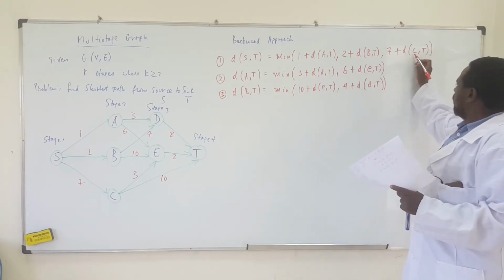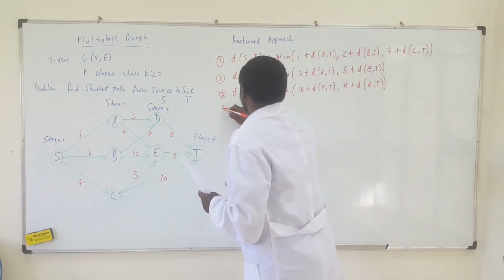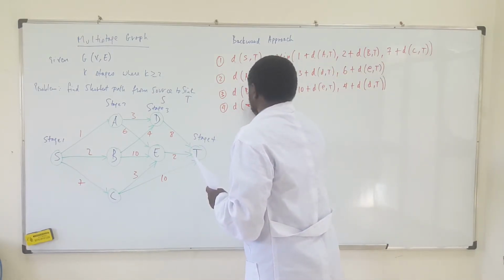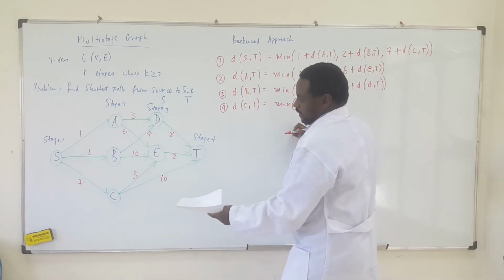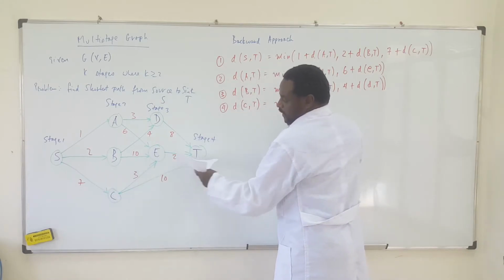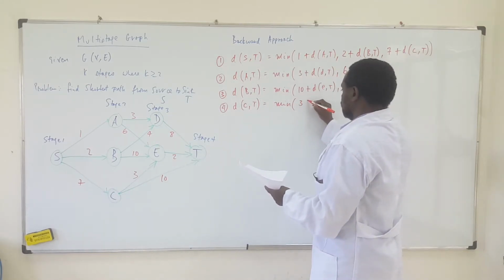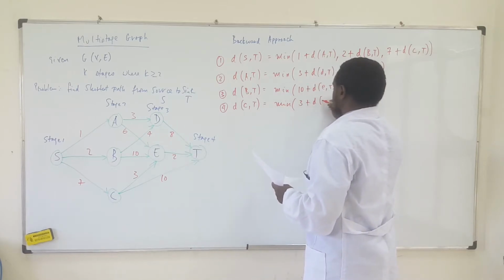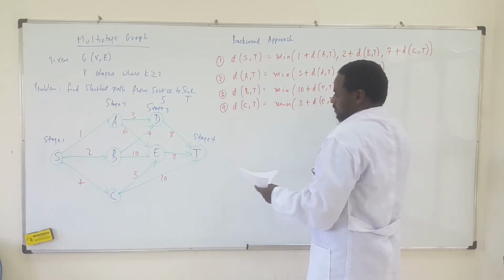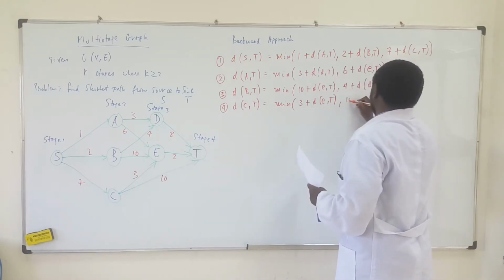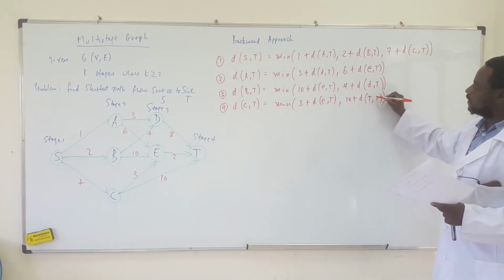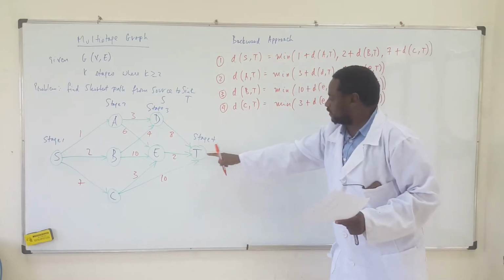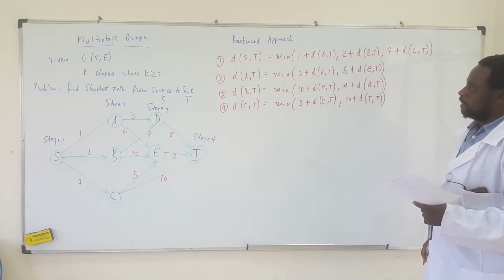Okay, the other one we have to calculate is C to T. The fourth equation is the distance from C to T. It will be the minimum distance: go to E and then go through T. So 3 plus the distance from E to T, and the other one is 10 plus the distance from T to T. Here we reached our sink T, and from T to T, obviously it will be 0.